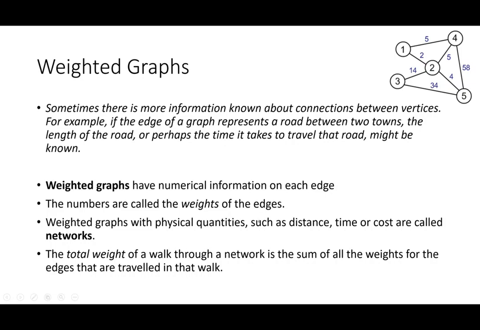These are called weights. And if I said, okay, I want you to go from 1 to 2 to 5, the total weight of that walk would be 6, because there's 2 to get from 1 to 2, and then 4 to get from 2 to 5. So altogether, it would add up to 6. Pretty straightforward, right?